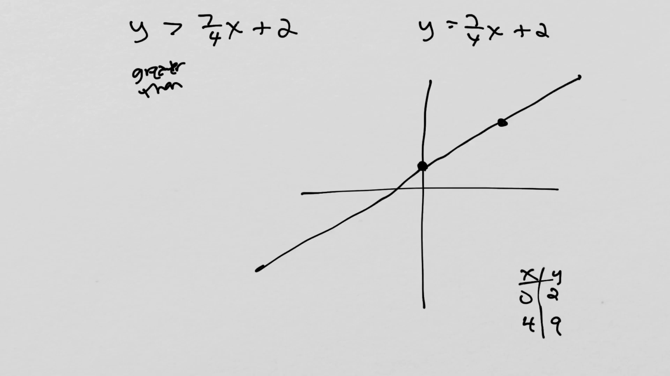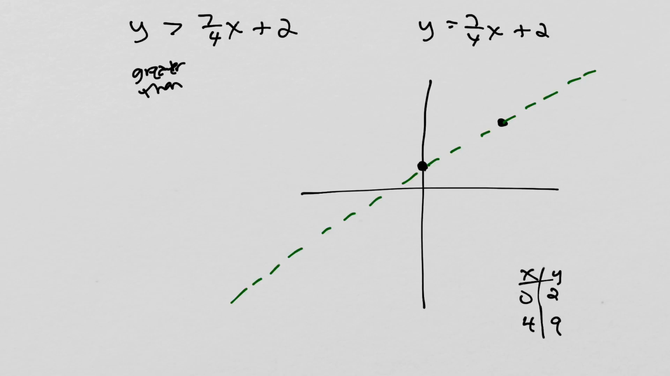Now, if you notice, this inequality is strictly greater than, not equal to, which means we can never actually use that line, right? So for this line, here's what we're going to have to do. Instead of using a solid line there, let's use a dotted line to represent that we can't actually use it. Okay?